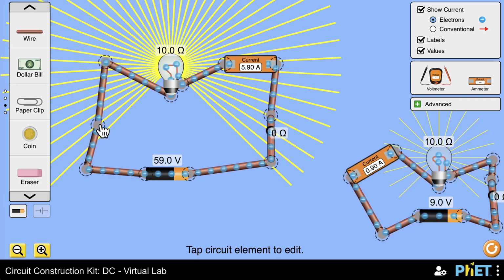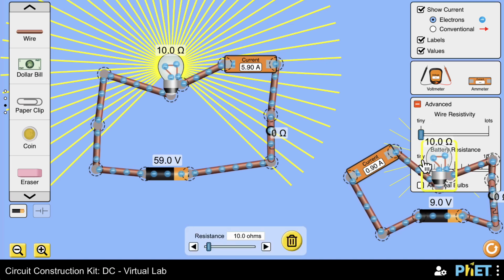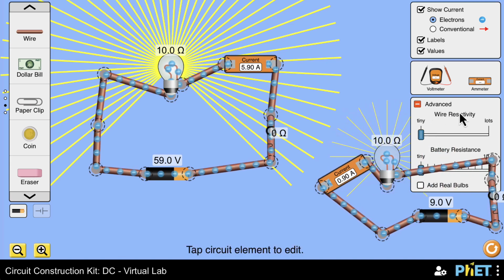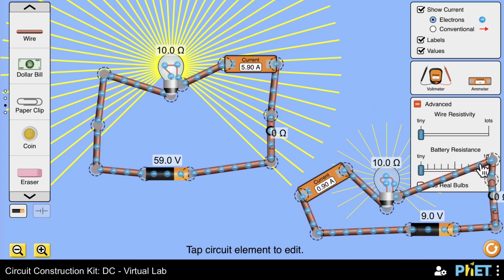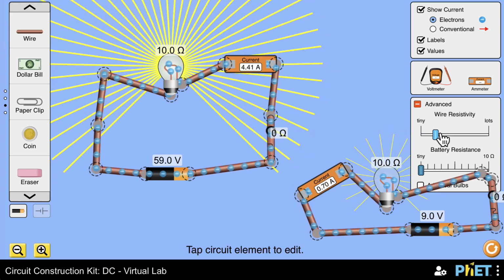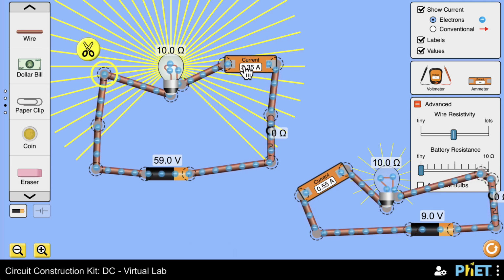Now someone can ask, well, don't wires have resistance? And the actual answer is yes, they have resistance. Just for the sake of making this simulation easier, we turned it off. But if you go to advanced here, you can see that there is some wire resistivity, and it will affect the circuit. So let's put some wire resistivity here, and you will see that it's less bright. Now let's add some length to this wire and try to keep your eyes on the current.